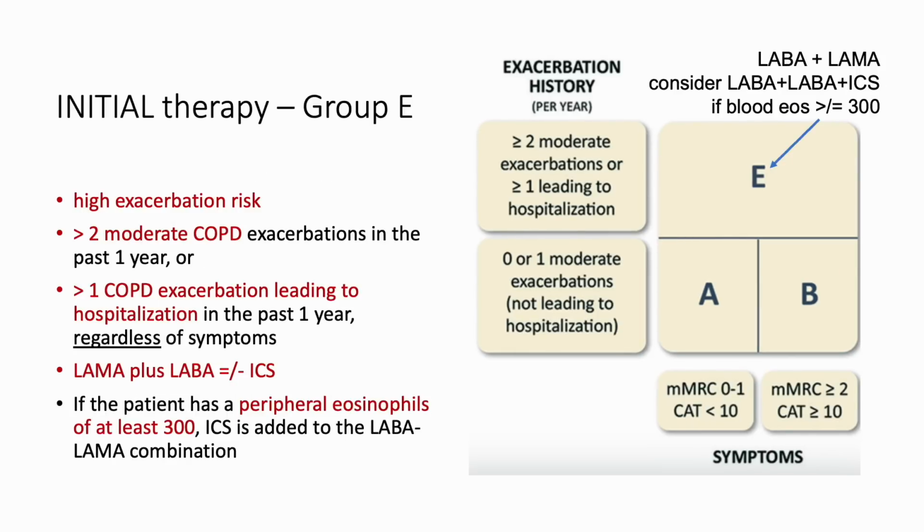Group E includes patients with high exacerbation risk, at least 2 COPD exacerbations in the past 1 year, or at least 1 COPD exacerbation leading to hospitalization in the past 1 year, regardless of symptoms. The recommendation is a dual long-acting bronchodilator therapy of LAMA plus LABA plus or minus inhaled steroids. If the patient has peripheral eosinophils of at least 300, inhaled steroids is added to the LABA plus LAMA fixed combination.